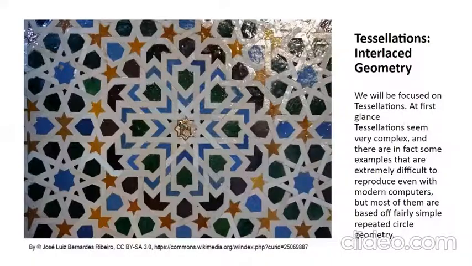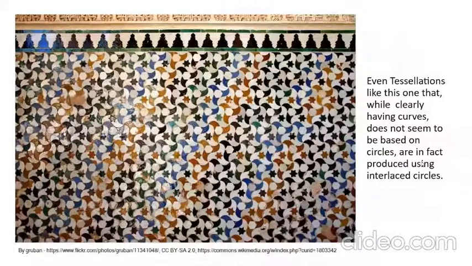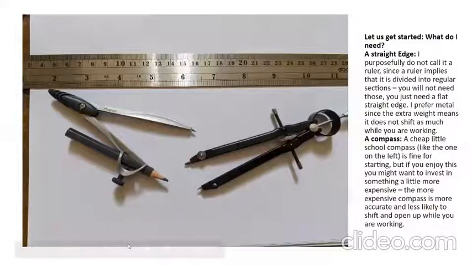Tessellations at first glance is extremely complex, but most of them are based on very easy design elements which are then repeated. As you can see here, we have the design elements repeated on a regular grid. So what do we need? We need a straight edge. I specifically say straight edge and not ruler, because a ruler implies that it's divided into regular sections, usually centimeters and inches. We do not need that. We just need something that you can use to draw a straight line.